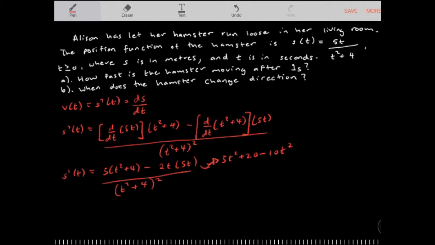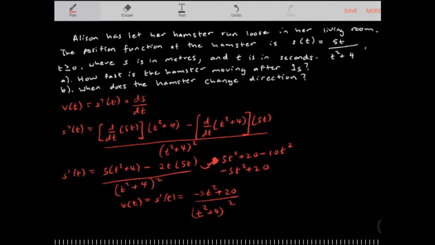So let's draw an arrow here. This is just the numerator, so I'm just going to clean up the numerator. This is negative 5t squared plus 20. So if you look at your velocity function, v of t, this is your numerator: you basically get negative 5t squared plus 20, over t squared plus 4, squared. So that's your first derivative.